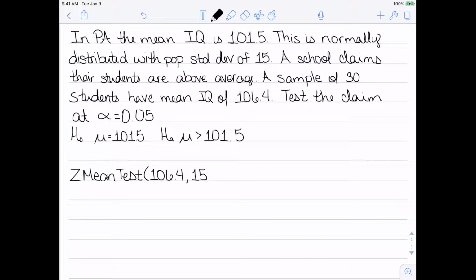We then need sample size, which in this case is 30. The next thing to enter is H0, so that's wanting to know what H0 is equal to, in this case 101.5. And finally, we need to enter the tail. And the tail is going to be either less than, greater than, or not equal to. In this case, our alternative hypothesis was greater than, so it will be greater than. And whenever we input the tail, we need to put it between quotation marks like this. Now that we have this, let's go to our graphing calculator.